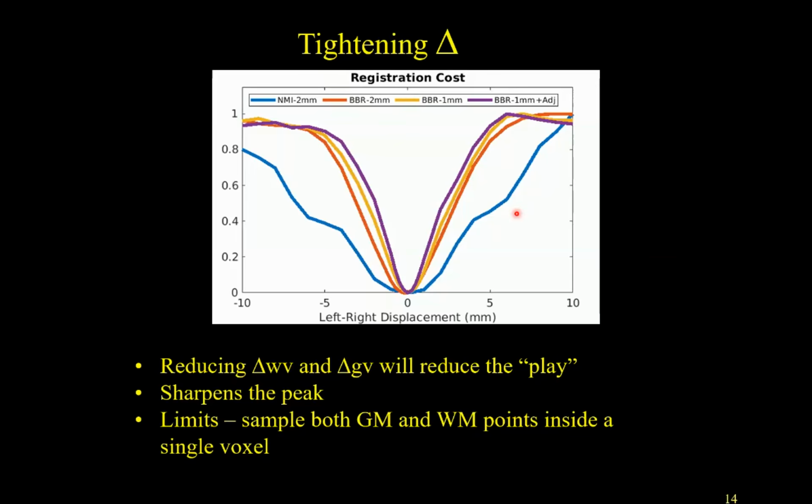So there are limits to this, because the closer that you make that, the more likely you are that you're just going to be sampling the same voxel on either side. And if you sample the same voxel on either side, you have basically a contrast of 0. So at some point as you tighten the screws on BBR, it's going to start to fail, because there's not going to be any signal there, because you're just going to be sampling mostly from a single voxel on either side of the surface.